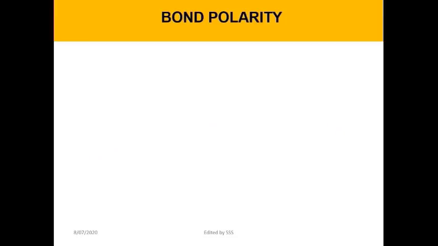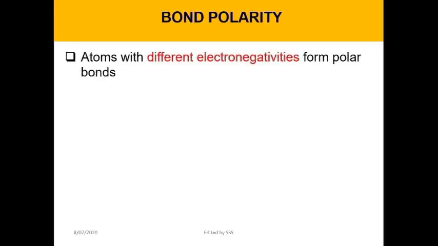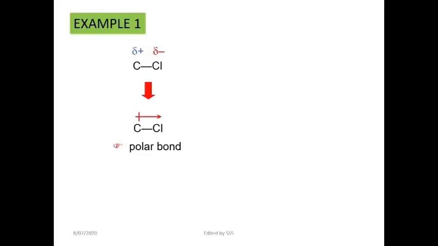Bond polarity. Atoms with different electronegativity form a polar bond. The next example is between carbon and fluorine. Carbon is partially positive while fluorine is partially negative. So fluorine is more electronegative than carbon, and the polar arrow will show from carbon to fluorine, and the bond is polar.